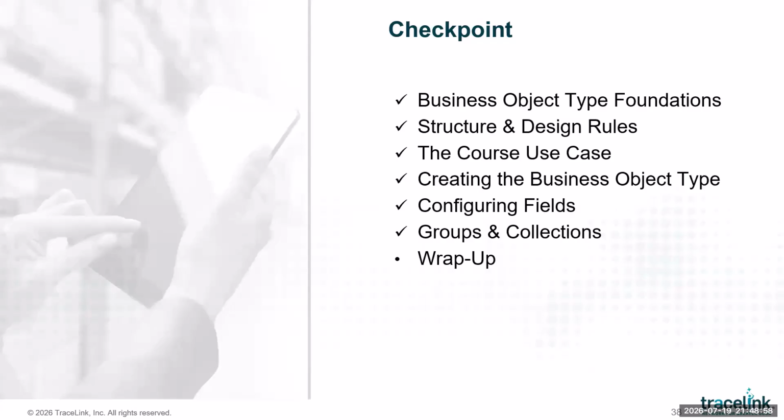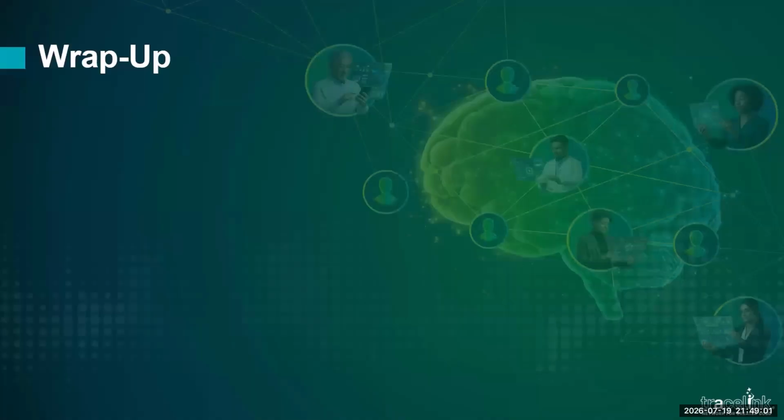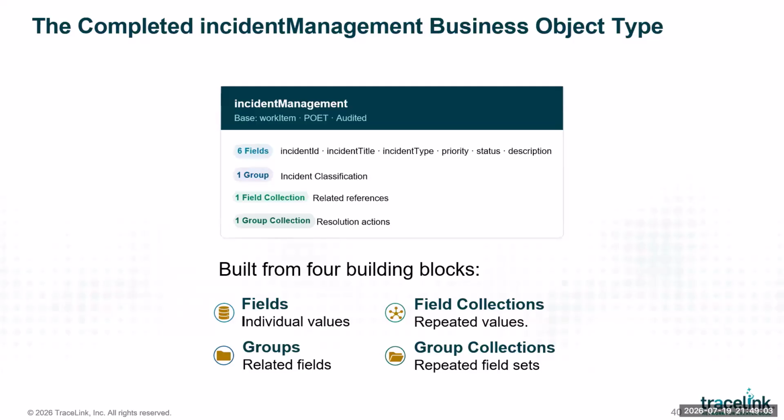Now I'm going to summarize everything. Here's the finished smart record, our incident management business object type, and I want us to look at how each piece earned its place. As we go through it, notice how every blank, section, and repeatable section ties back to our incident use case. Nothing here is abstract. Every piece is there because the incident record genuinely needed it.